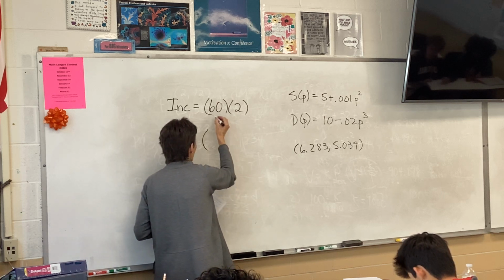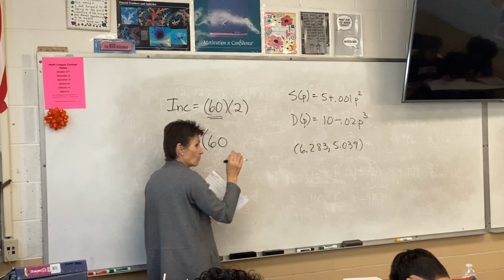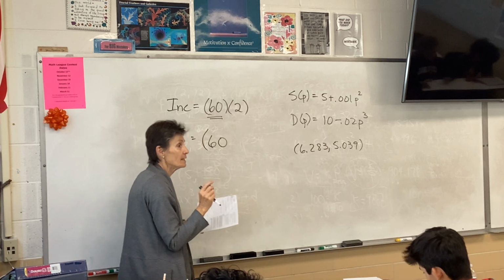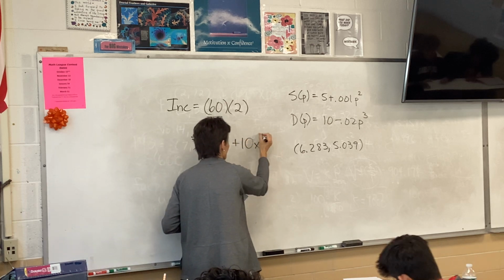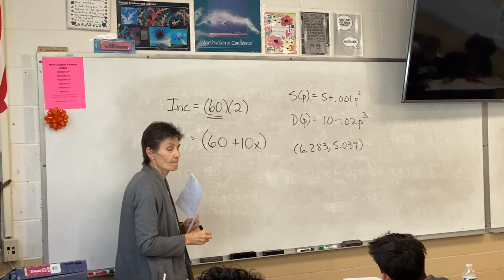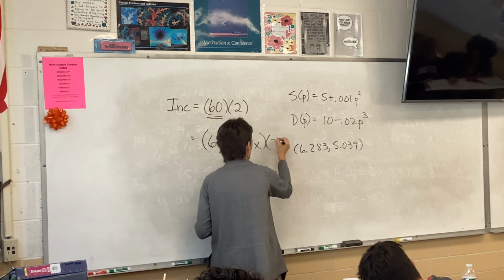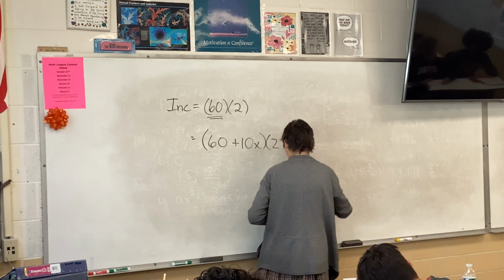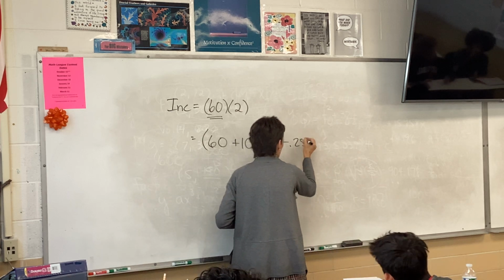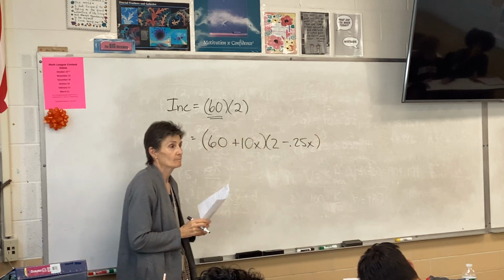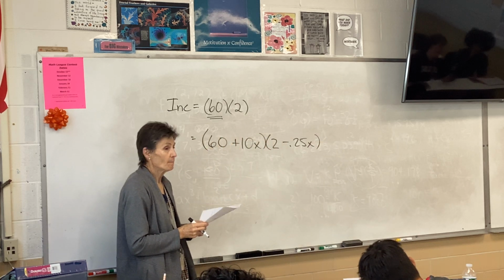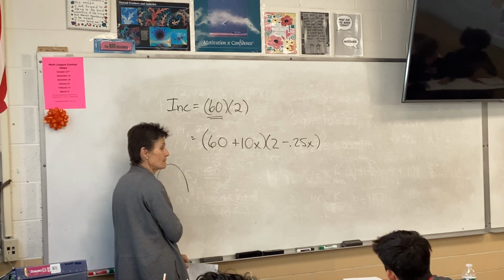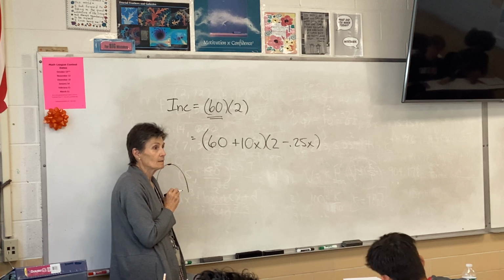Well, what's going to happen to the number of pounds I sell? Right now it's 60, but that is going to go up by 10, so plus 10x. And then the price right now is $2, but that is actually going to go down by 0.25. And I want to know the maximum, so I want to know the vertex.